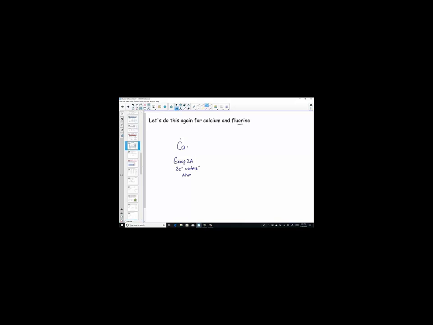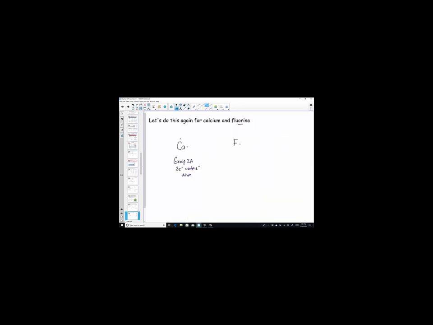Fluorine is a halogen. Fluorine lives in group 7A, so I know that it has 7 valence electrons. 1, 2, 3, 4, 5, 6, 7. Now, as atoms, these are unstable. Atoms are unstable because they do not have the noble gas configuration. They want to form a chemical bond to create stability.